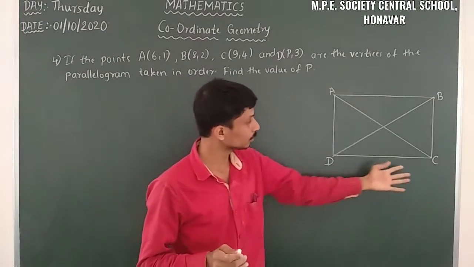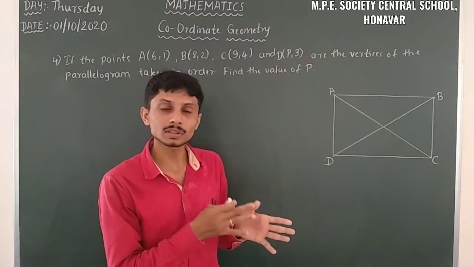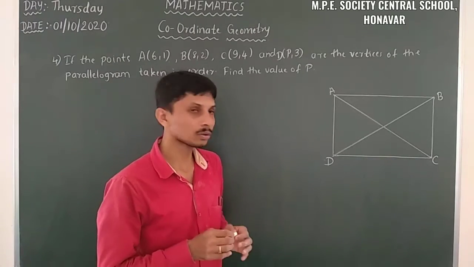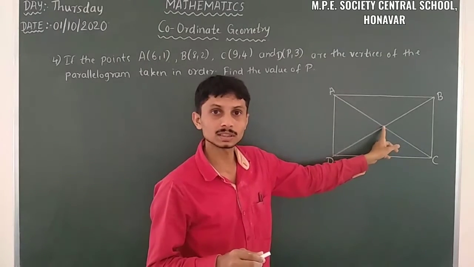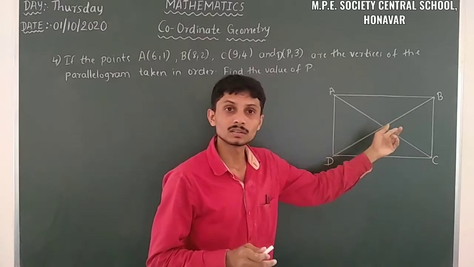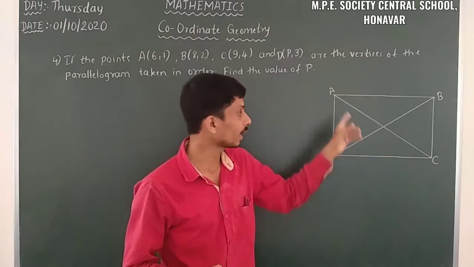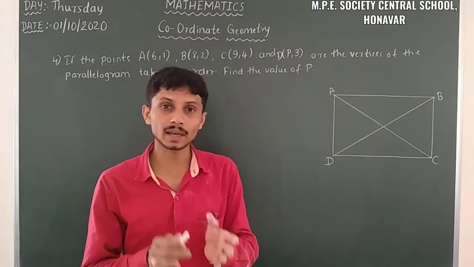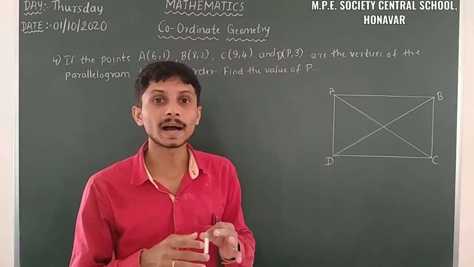So here, is it easy to use the distance formula and the section formula? Just observe, there are no sections here. So where do we have to find the sections? Just observe the diagonals. This line AC divides BD into two parts, and BD divides AC into two parts. So that means the diagonals bisect each other.